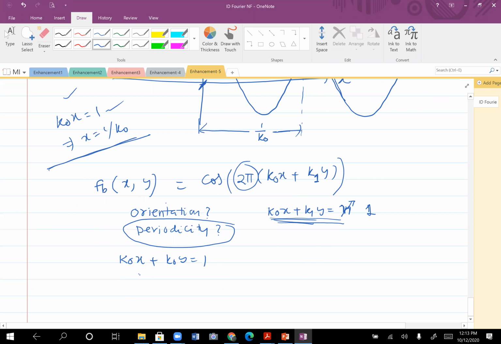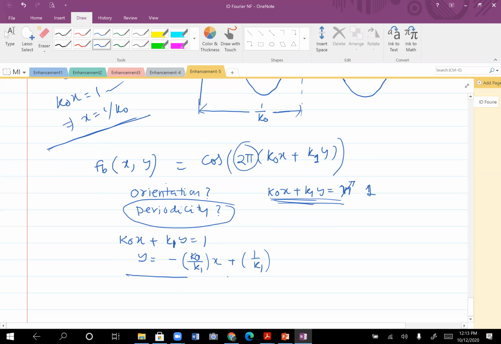So how do you get then the periodicity part? Let's say this is k naught and k1, right? k naught into x plus k1 into y. So y equals minus k naught by k1 into x, plus 1 by k1. This is along this line. This would be periodic. Let me keep n for a moment.